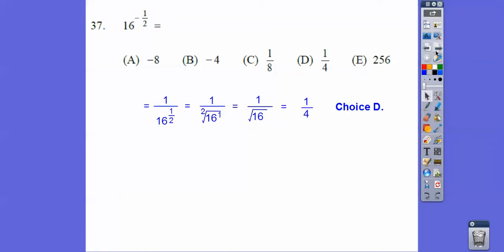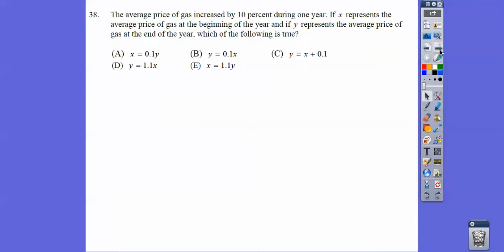All right, so negative exponents, you put them in the denominator, and they become a positive exponent, and anything to the 1/2 is a radical. And so it's understood to be a 1, so 16. It's understood if there's no number there, it's just a plain old square root. The square root of 16 is 4, so 1/4. Okay, choice D.